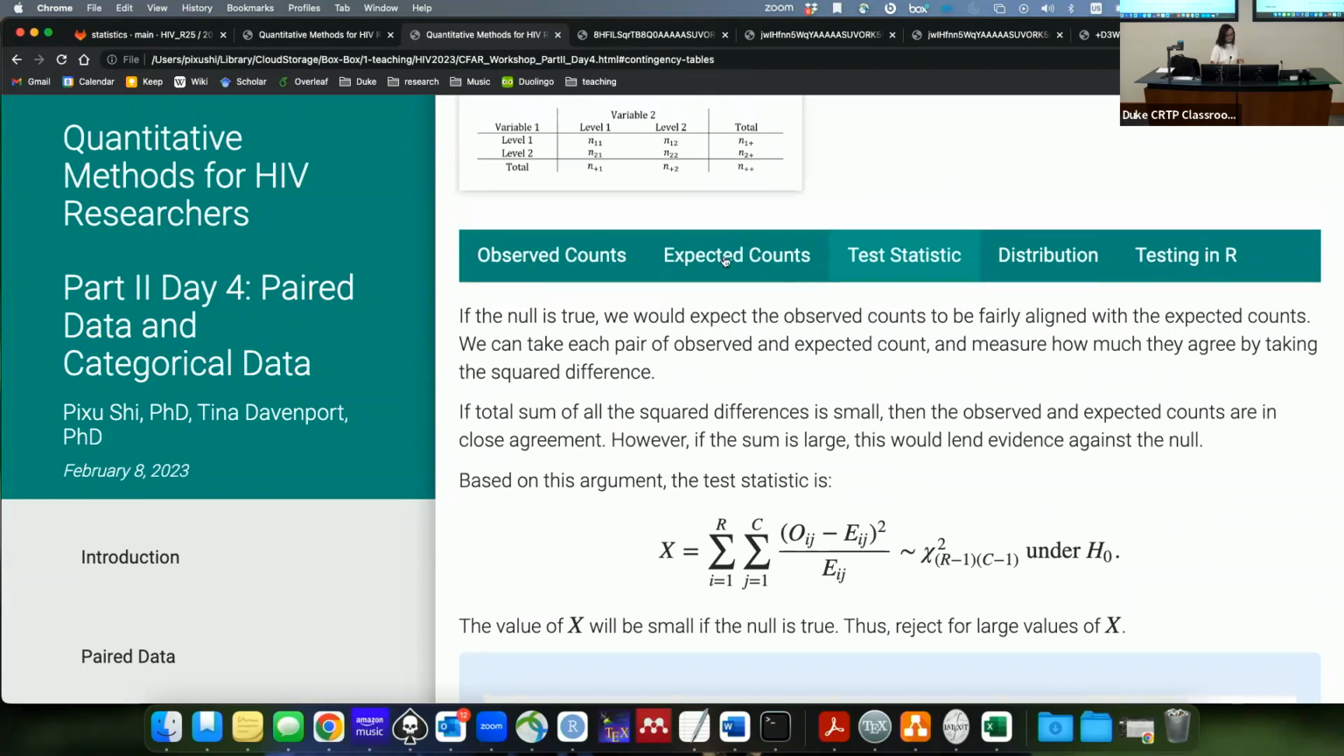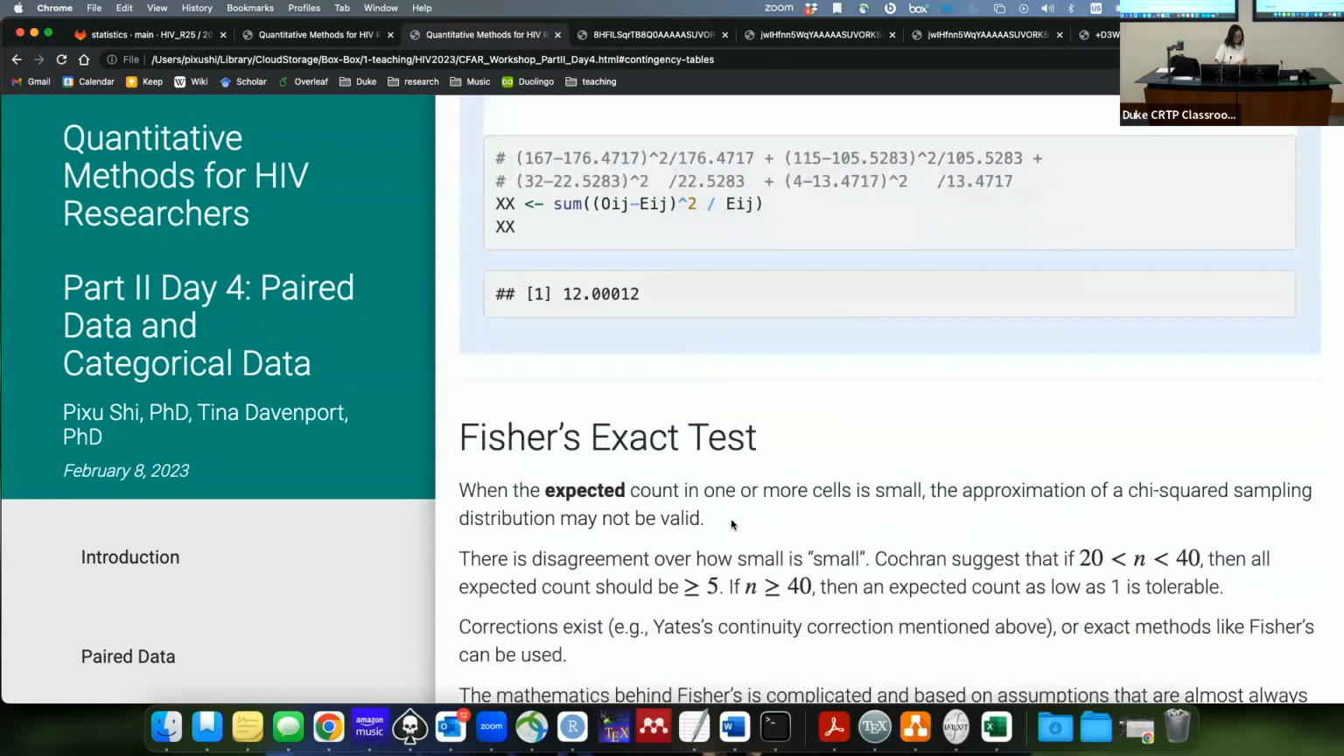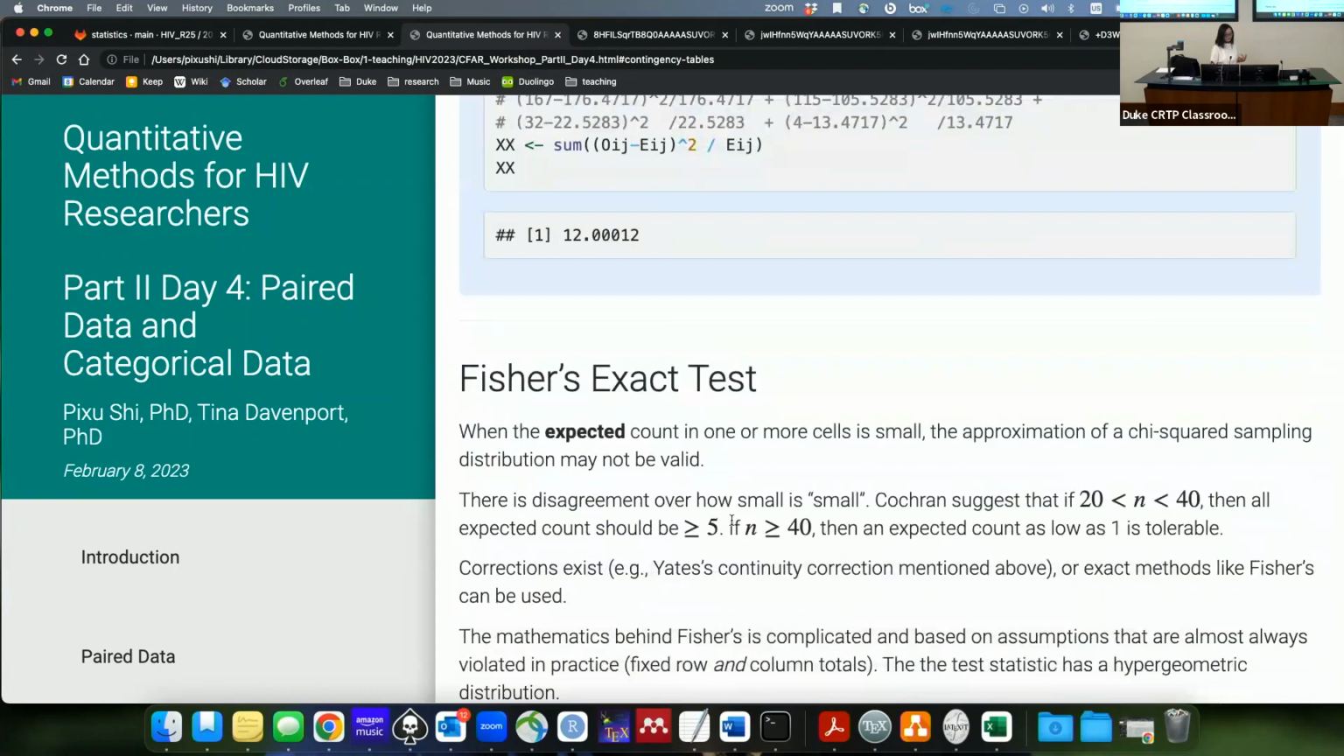But when you have a very small count in cells, this approximation by the chi-square distribution is no longer very accurate. So that's when you would want to test using Fisher's exact test. This test can be used when your sample size is small, or when your event probability is rare. So you may have 1,000 samples, but if you have a very low probability of observing a certain outcome, of observing death, for example, then you may want to use Fisher's exact test because one of the cells in your 2 by 2 table may be too small.